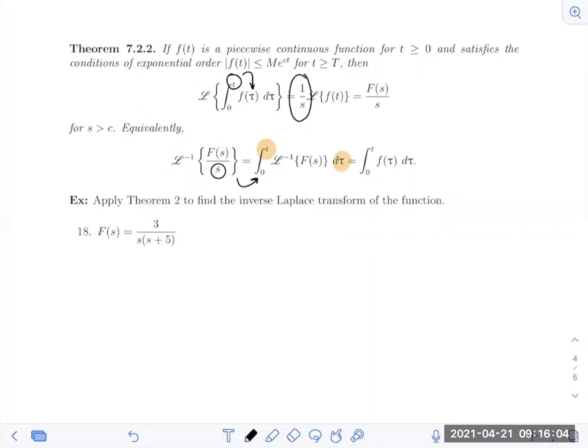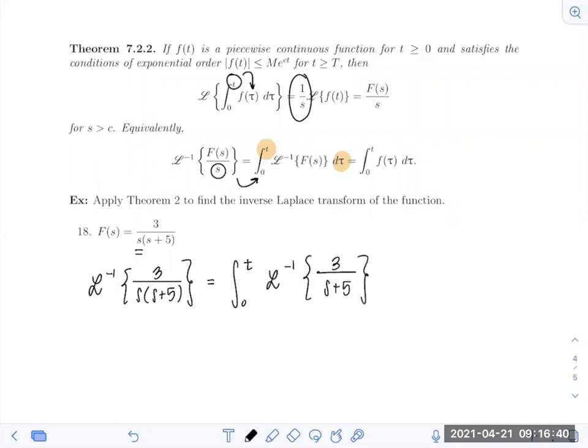So we have: apply theorem 2 to find the inverse Laplace transform of the function. What we see here is this extra factor of s on the bottom. We would like to find the inverse transform of this expression. According to the theorem, I can write this as the integral from 0 to t of the inverse transform of 3 over, I drop a factor of s in the denominator, so it just becomes s plus 5. Again, remember that this is in terms of d tau.